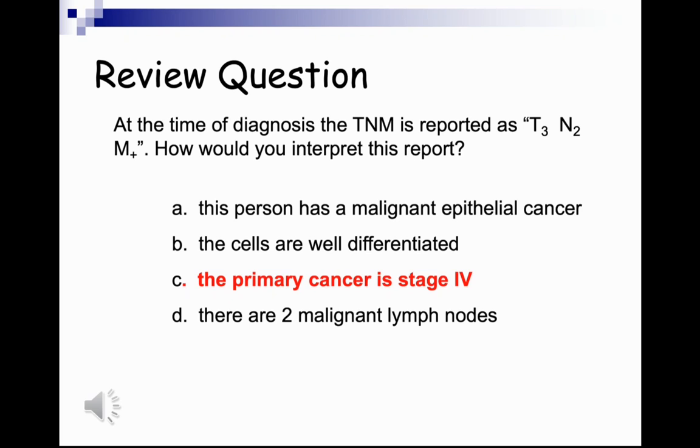I don't know the type of cancer, it's not listed. And I would suspect if you have a metastatic cancer that is stage 4, the cells are not well differentiated. It's more likely they would be a poorly differentiated grade 4. And the N2 doesn't mean 2 nodes, it means 2 groups of nodes. So that M positive automatically tells you that the primary cancer is stage 4.